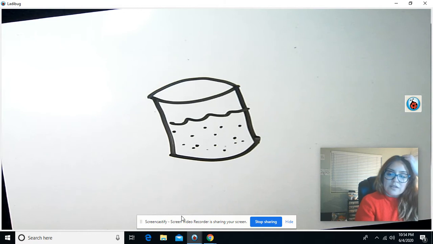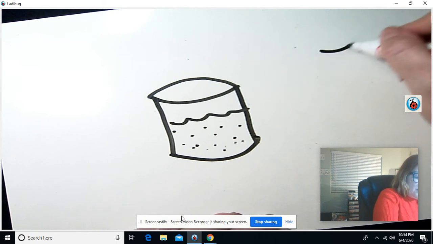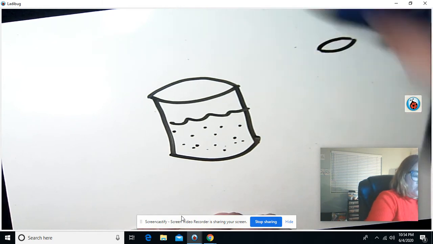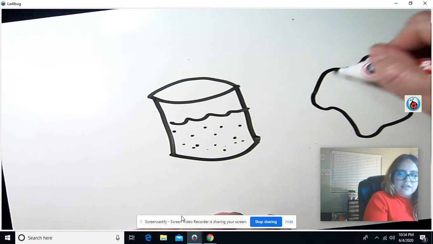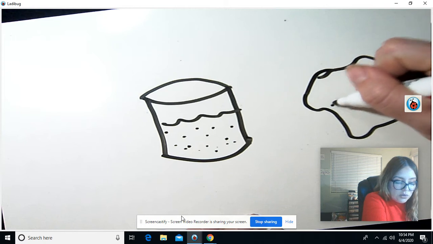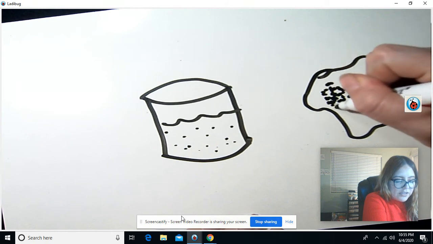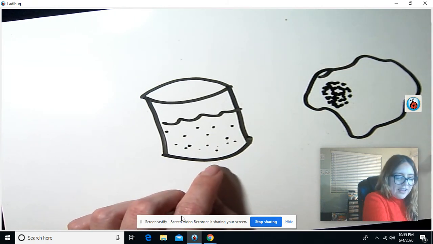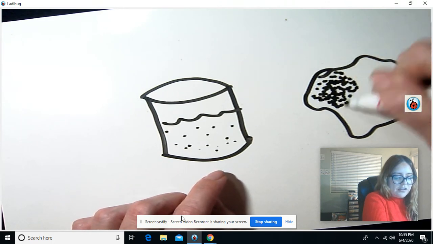So then I'm going to give you an example of something a little bit harder. Let's say, for example, my pencil, okay? I'm going to draw, you know what? I'm going to draw a rock. That'll be easy. A rock is hard. Okay, this is my rock, and my rock is also made up of molecules, but the molecules in my rock are so close together. Look at the molecules over here, and look at the molecules in my rock. They're so close together. There's not a lot of space in between them.